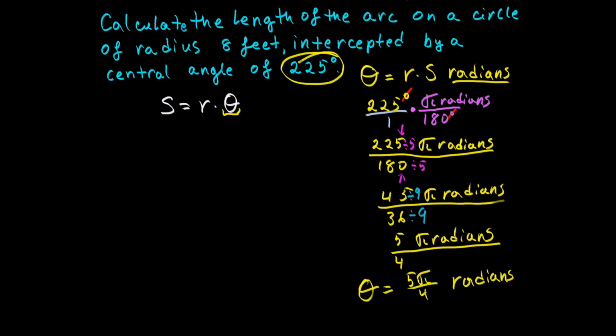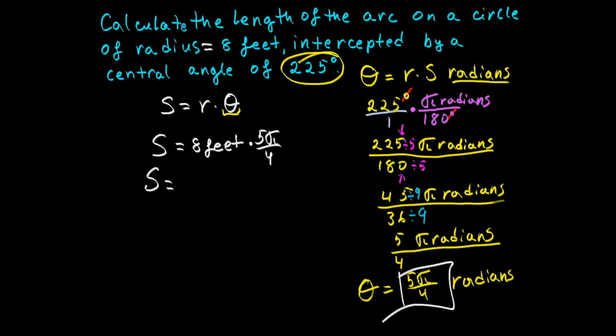Now we can calculate arc length S by using the formula. Radius is equal to 8 feet, so we have 8 feet times central angle theta, which is 5 pi over 4. And now we just need to simplify this expression. We get arc length S is equal to 8 times 5 pi over 4 feet.